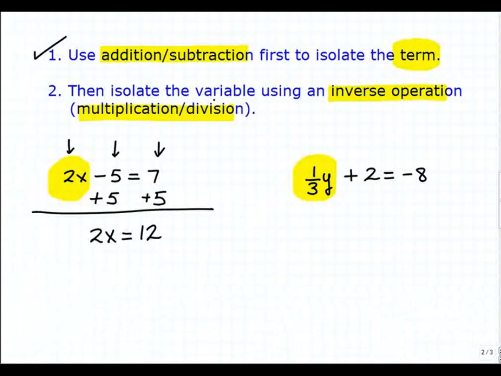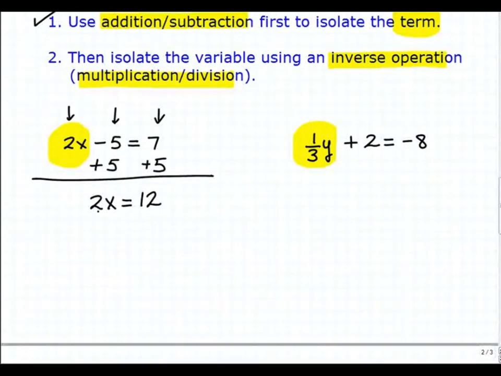Solve the equation using an inverse operation, and it's either going to be multiplication or division. In this case, to solve for x, I have 2x equals 12. I'm going to use division to get x by itself, to isolate x. Dividing both sides of the equation by 2, I get x is equal to 6.